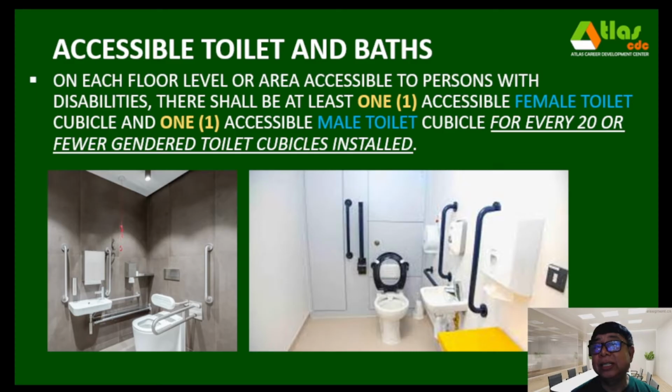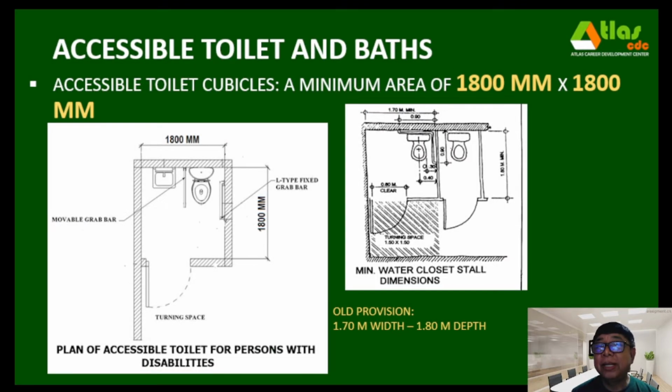It says that on each floor level or area accessible to persons with disabilities, there shall be at least one accessible female toilet cubicle and one accessible male toilet cubicle for every 20 or fewer gendered toilet cubicles installed. Now for the accessible toilet cubicles, a minimum area of 1.8 meters by 1.8 meters shall be provided.